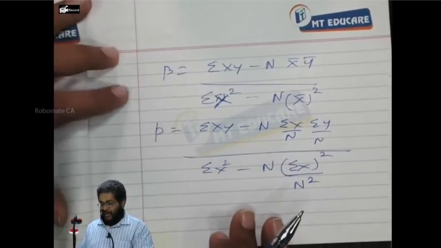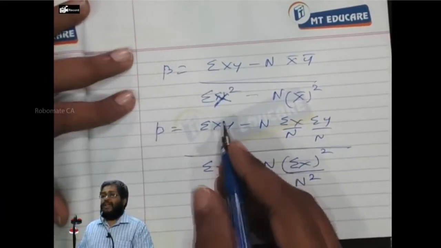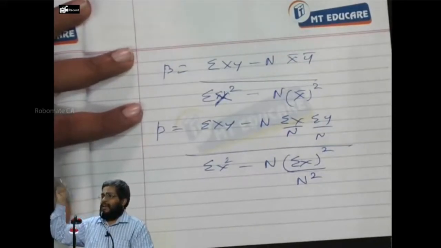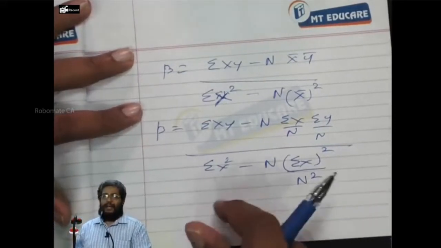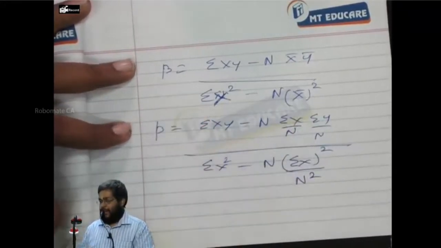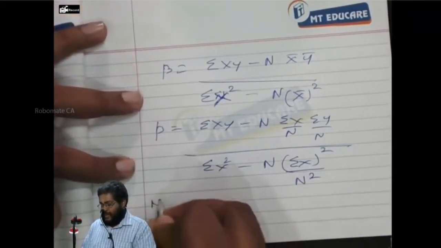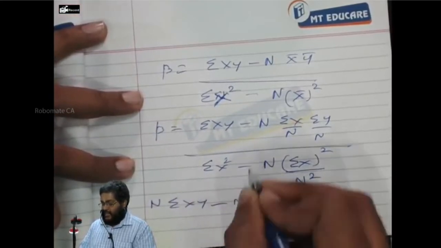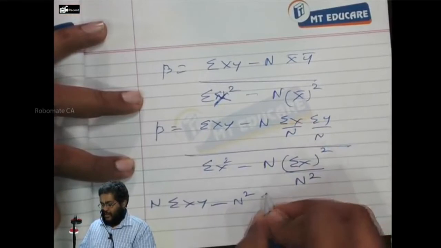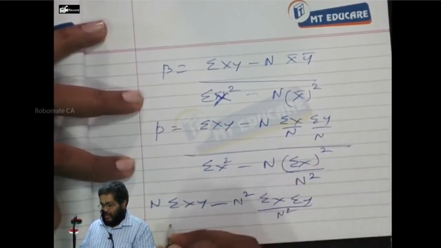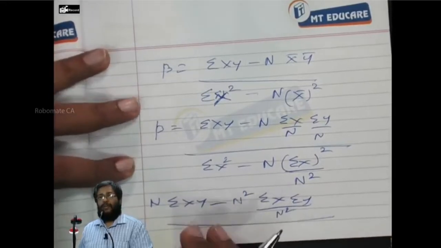What I do is I multiply numerator and denominator by n. If the numerator and denominator are multiplied by the same number, the resulting number also will be the same. I multiply the numerator and denominator by n. What happens here? N sigma xy minus n square sigma x, sigma y divided by n square.